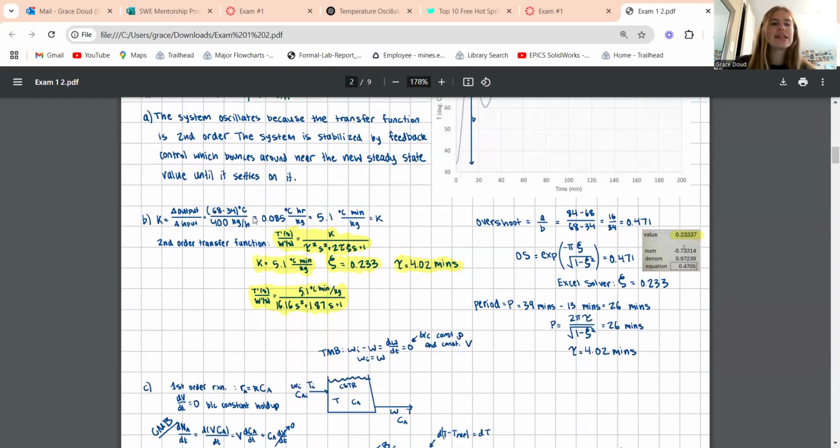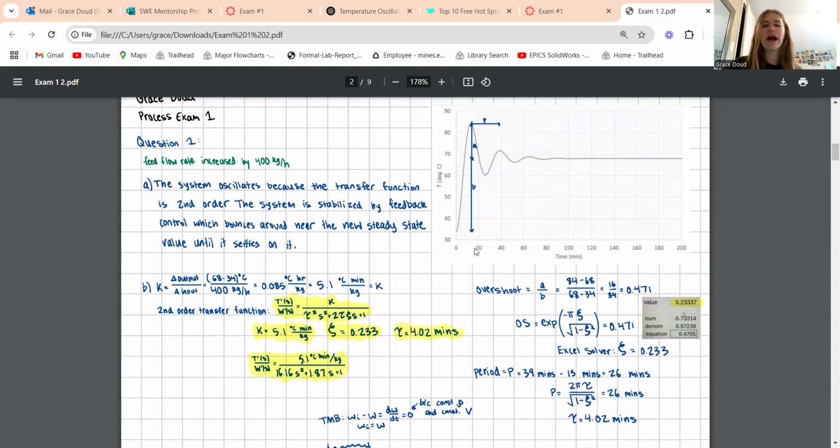Question 1B, I had to get values extracted from this graph here. So I used the overshoot, which is A over B, to get a value, and then it's also equal to this function of the squiggle. And then I was able to use Excel Solver to get that.